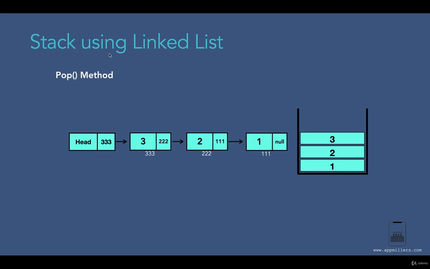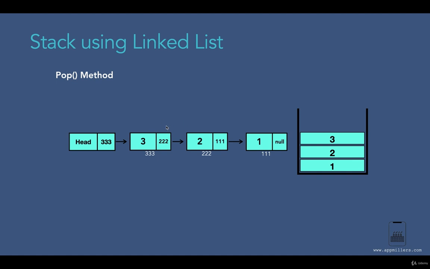Now let's continue to look at pop method. As you remember, when we talked about pop method, we said that the pop method returns the top element and removes the top element from the stack. Now in our case, the top element is 3, which is the first element in our linked list.